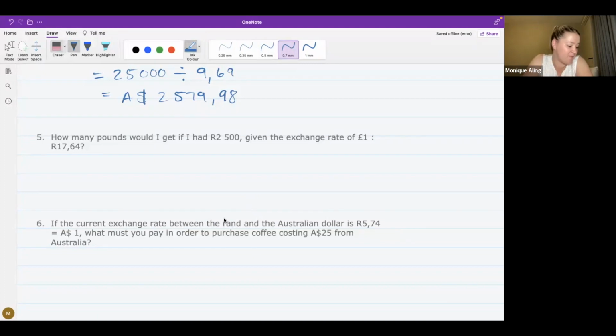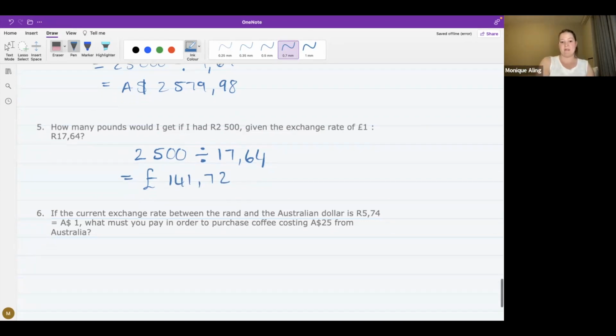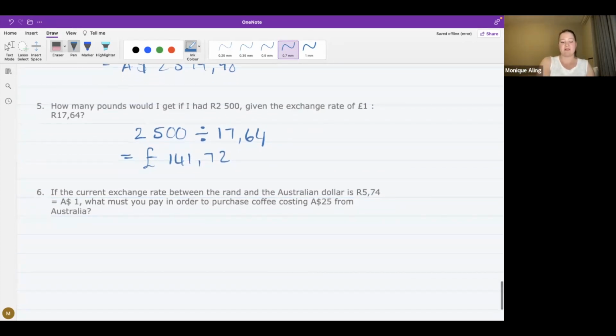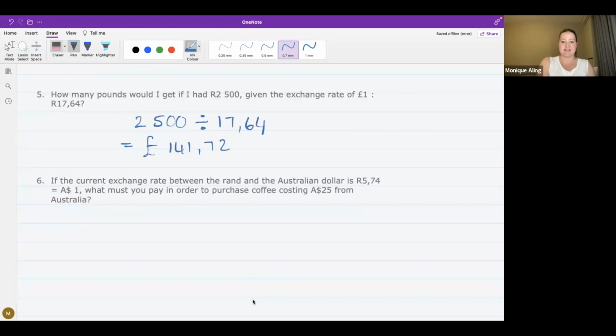Okay, I hope that we are remembering on our pages to write pounds. Okay, so you guys have done the correct method. 2,500 divide by 17.64, which gives you 141.72 pounds. And question 6. Nice, Mbali. Thank you for putting in pounds. I appreciate it.